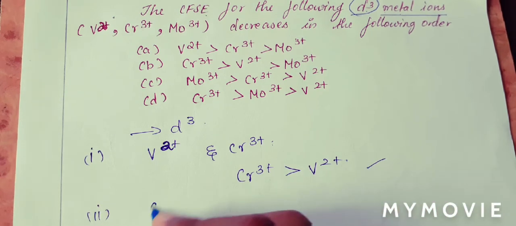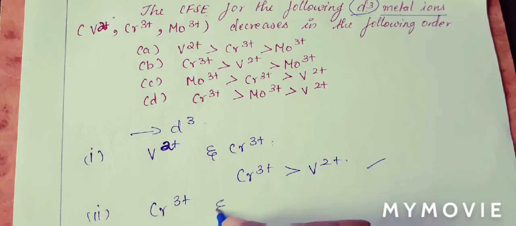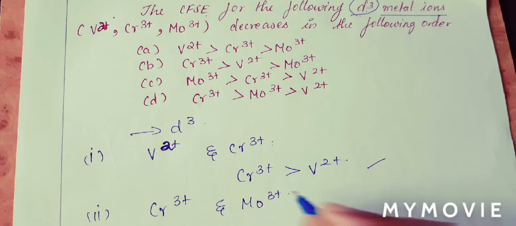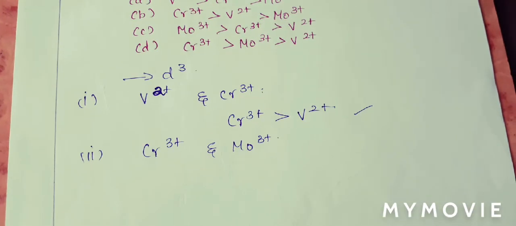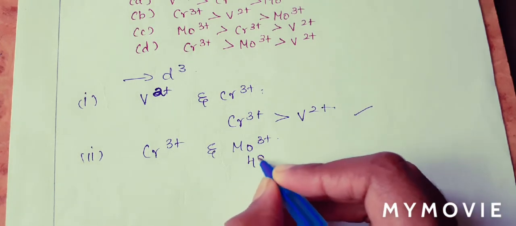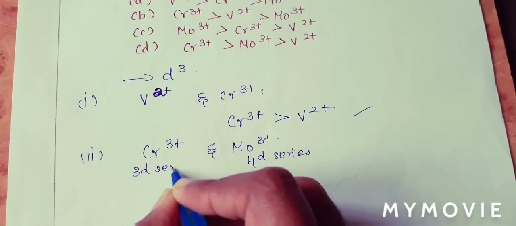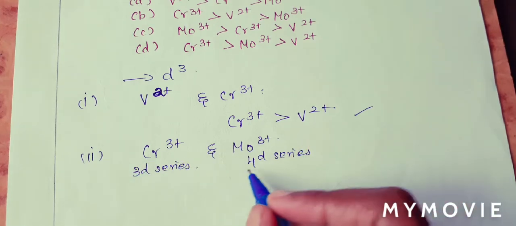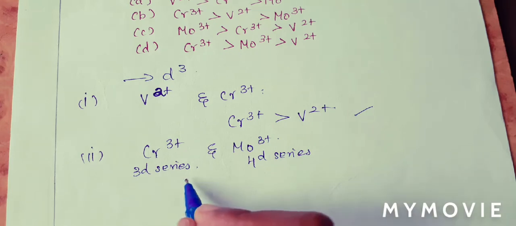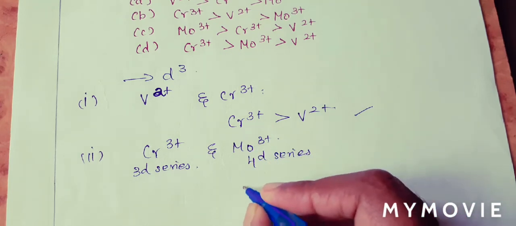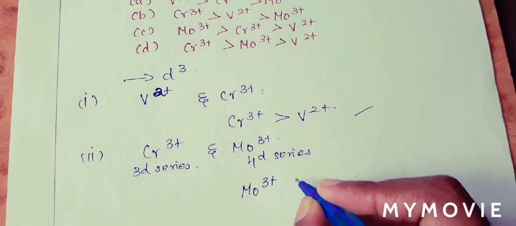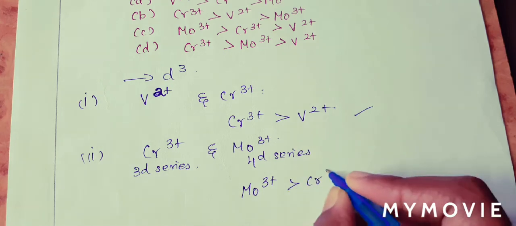The second comparison is between chromium 3 plus and molybdenum 3 plus. They both have the same oxidation state, so I cannot apply the second point here. Instead, I can apply the first point. According to the first point, molybdenum is in the 4d series, but chromium is in the 3d series. So what happens? 4d is more diffuse than 3d, so molybdenum 3 plus will have more CFSE when compared to chromium 3 plus.